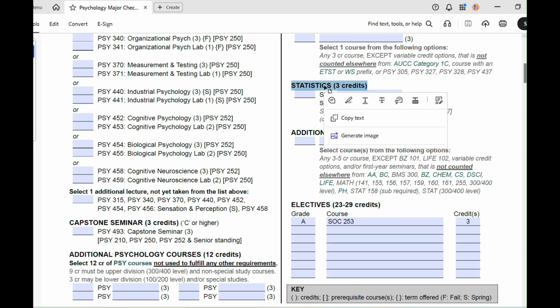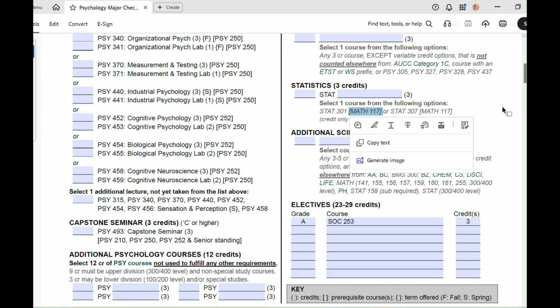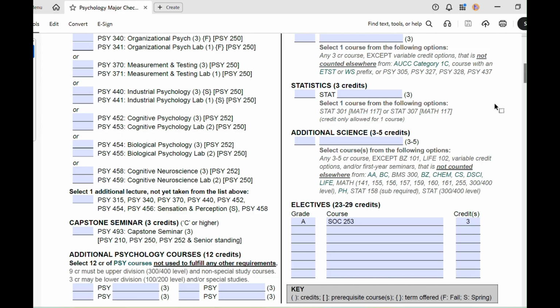Next is statistics. I want to highlight statistics is different than math. These 2 subjects live in different departments. All psychology majors must take a 300-level statistics course. You have 2 options, Stat 301 or Stat 307. As you can see, there are some prerequisite brackets highlighted here. You must take Math 117 before you can take either Stat 301 or Stat 307.